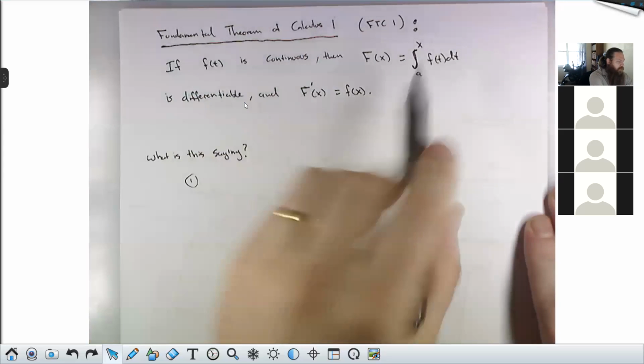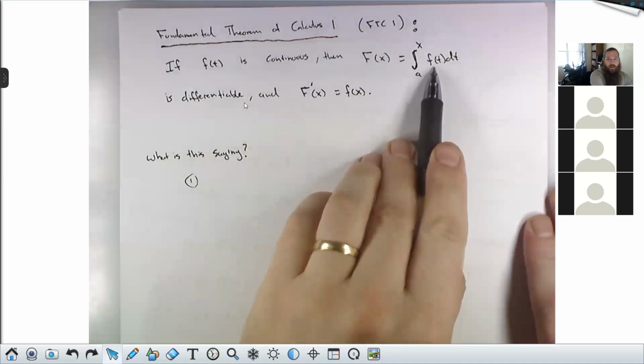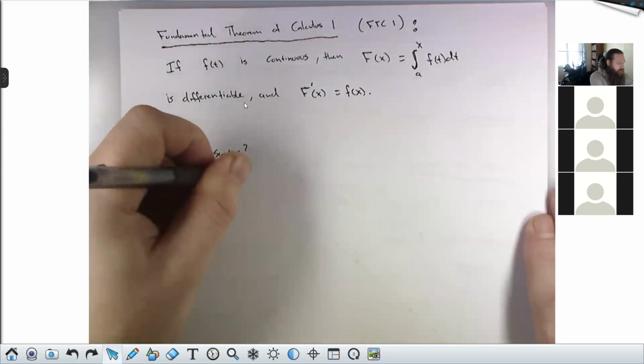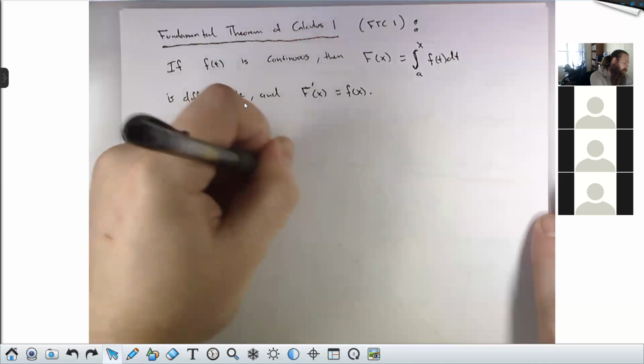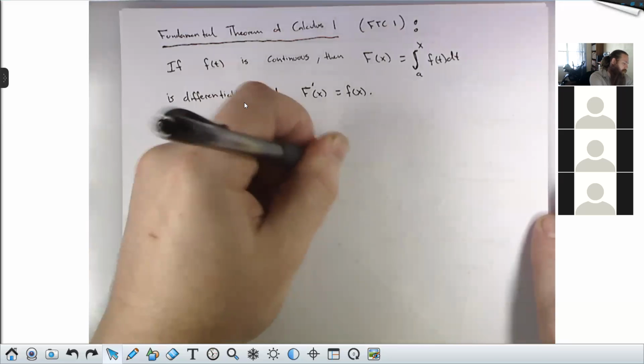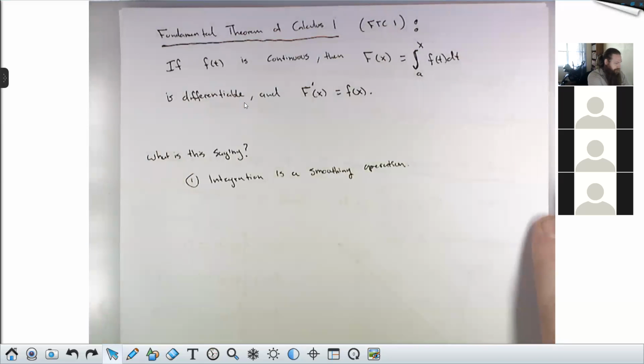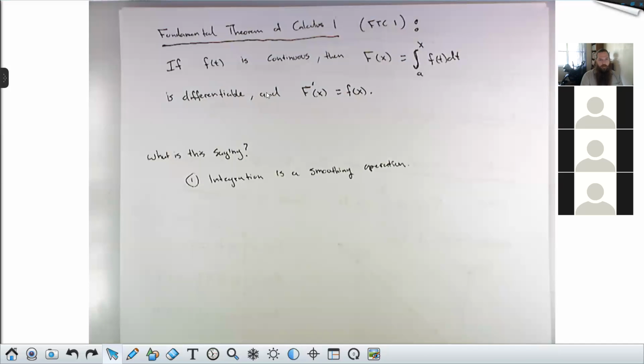So this says that when you integrate a function that may only be continuous, you get out a function that is differentiable. So integration, and this is a very high level observation, is a smoothing operation. Meaning when you take a definite integral, if you define a function as a definite integral, the thing you get out is smoother than the thing you put in. That's fascinating, and it's not at all obvious. So integration can turn continuous functions into differentiable functions.